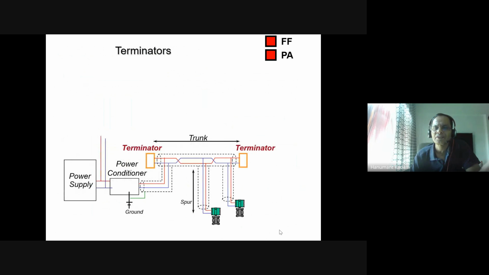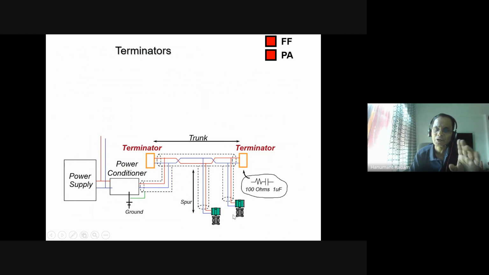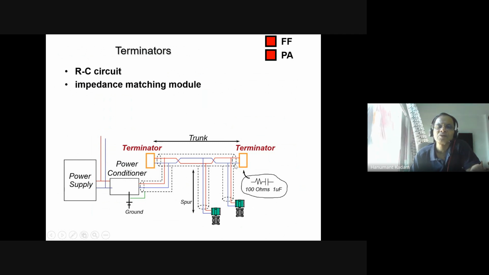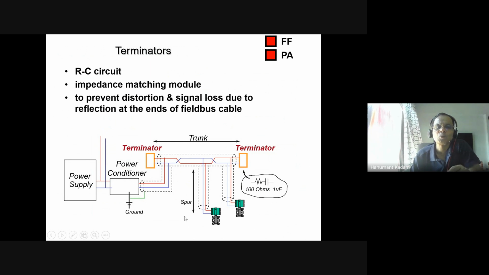So terminator, here it is shown the importance of the terminator. As you see, this is a trunk cable, here this is a terminator, and the cable from this junction box to the device is a spur cable. This is the standard terminology adopted by Foundation Fieldbus. Power conditioner, ground. So this RC circuit is an impedance matching module to prevent distortion and signal loss due to reflection at the ends of the field bus cables. So this is the function of the terminator, to prevent distortion on the signal and signal loss.